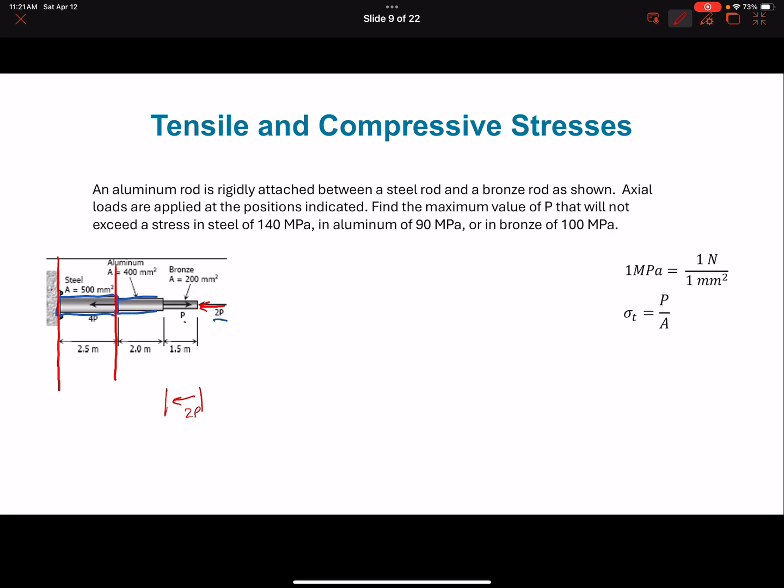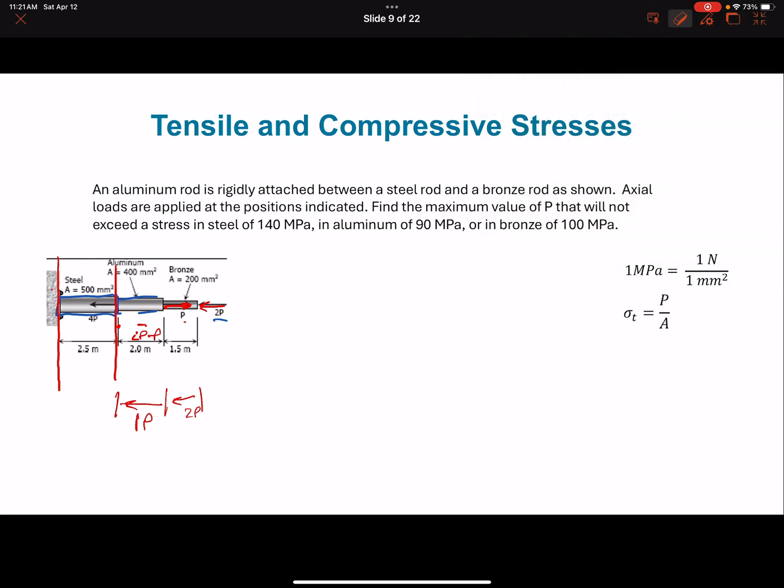So I have 2P pushing, 1P is countering that 2P. So my net force here is 2P minus P. So from that section to that section, I have 1P going to the left.